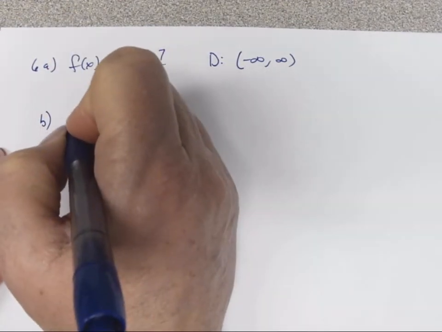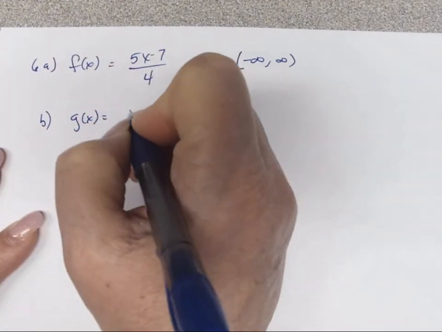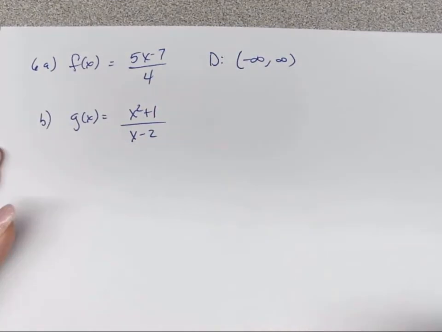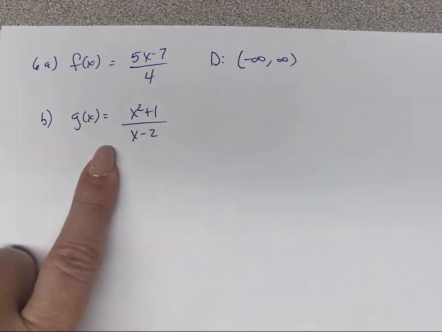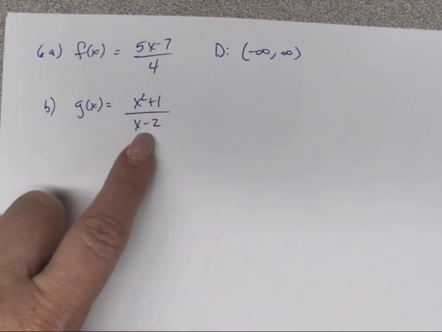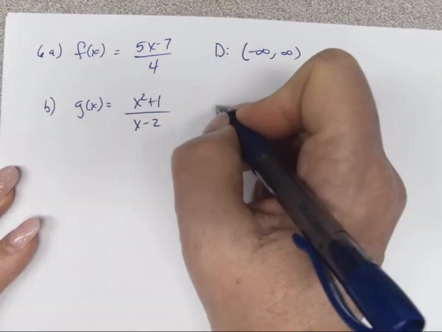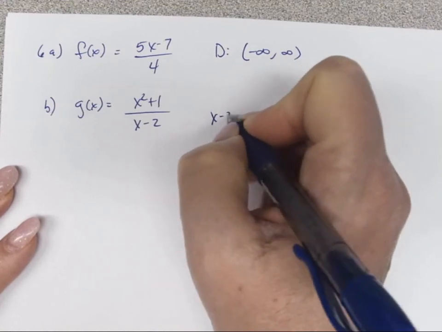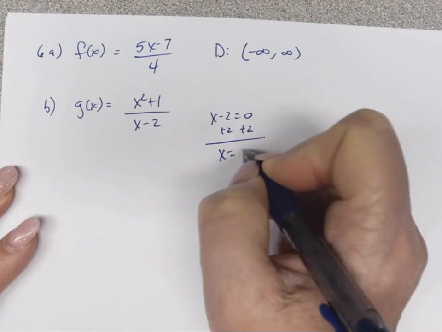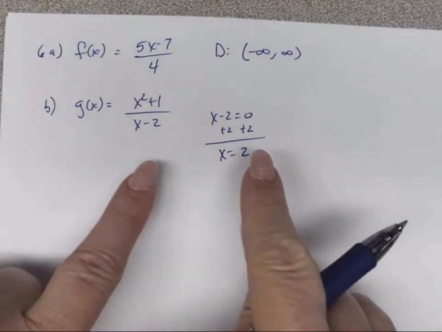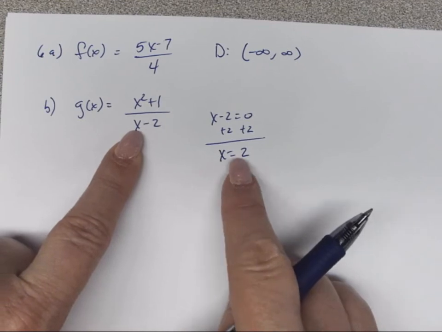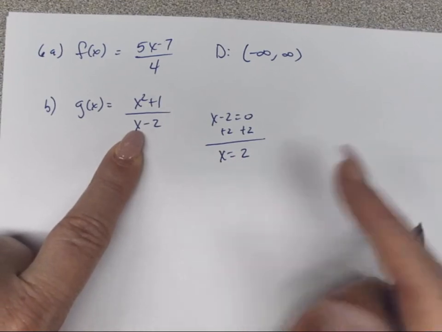If we look at g of x is equal to x squared plus 1 over x minus 2. We don't have a square root in here, so we don't have to worry about that, but we do have a denominator. So we have to take our x minus 2 equal to 0, add the 2, and we get x equal to 2. If you look at this, 2 minus 2, oh, that would get us 0. That means x can't actually be a 2.